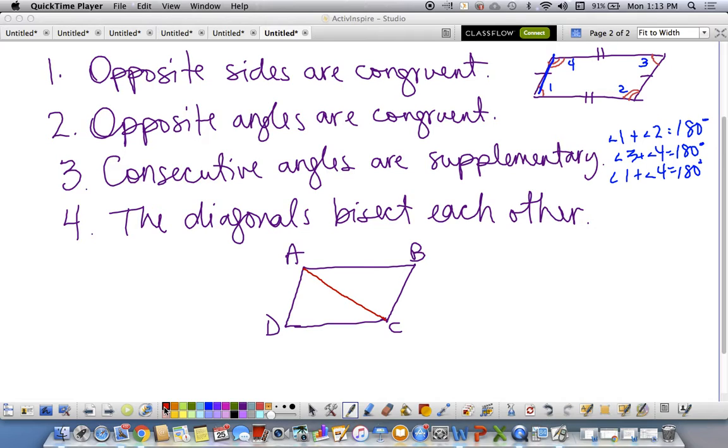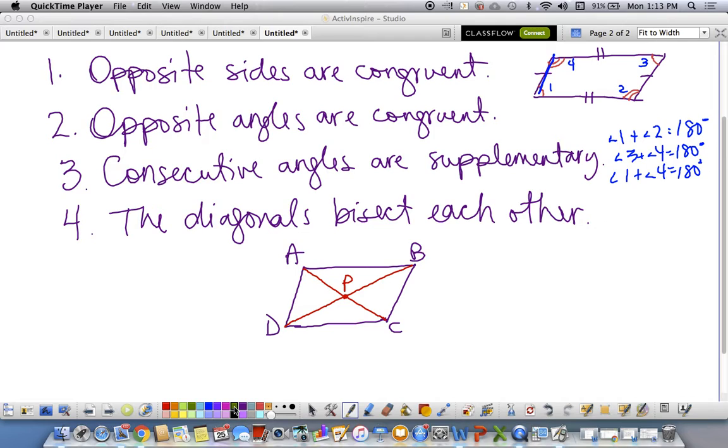So how many diagonals do we have in a parallelogram? 2. So we have A to C, and we have B to D. And where they intersect, we have a point P. What does it mean to bisect something? It cuts it in half, equal in the middle. There's an equal amount on both sides.